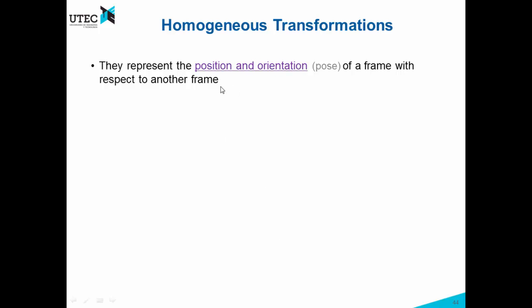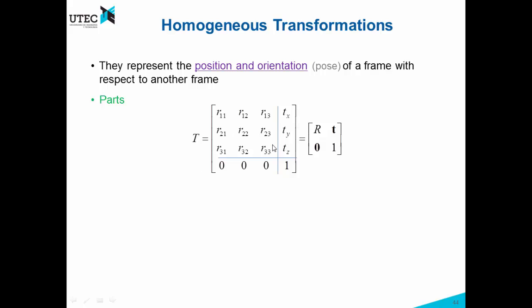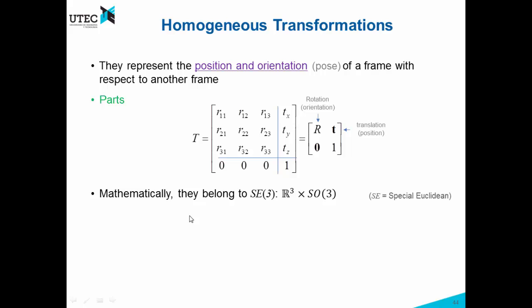This homogeneous transformation matrix represents the position and orientation, which is called the pose, of a frame with respect to another frame. And it has these parts. This is the rotation part, and this is the translation part. Or in compact form, this is R, this is T. This is always 0. Actually, it's 0, 0, 0, and this is always 1. So these two don't change, only R and T are going to change. Rotation and translation or position.